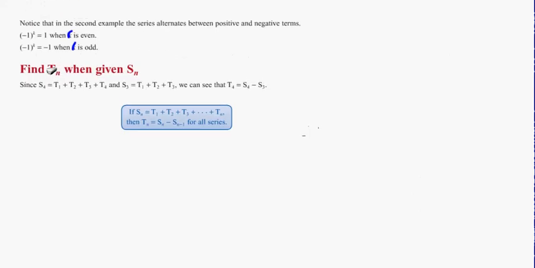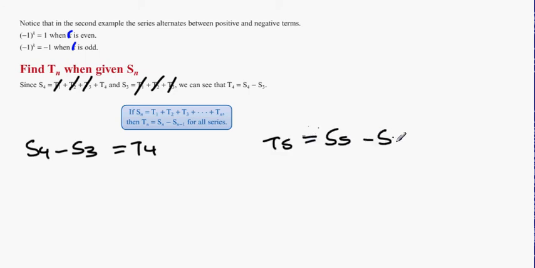Now, other things that you can be asked is finding Tn, so finding any term when you're given Sn. So for example, S4 is T1 plus T2 plus T3 plus T4. S3 is T1 plus T2 plus T3. Therefore, S4 minus S3, and then you take away all the terms you have in common, and what that will leave is T4. So T4 equals S4 minus S3. An example, T5 is S5 minus S4. And then finally we can say that Tn is Sn minus S of n minus 1 for all series.